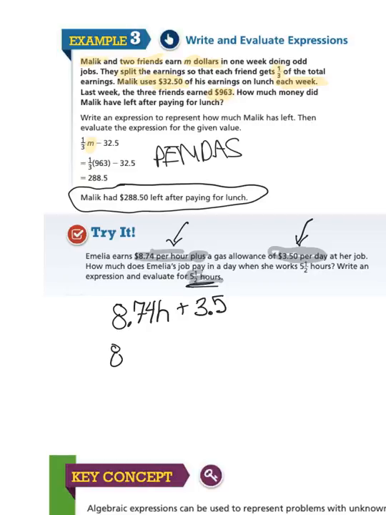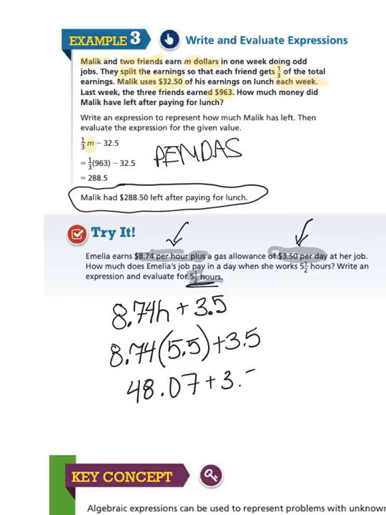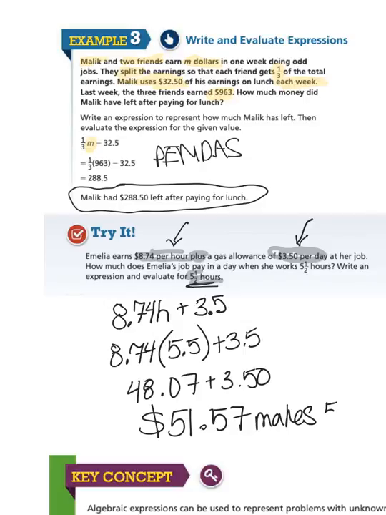So I'm going to take 8.74 times 5.5 plus 3.5. So when you multiply that, you get 48.07 plus 3.50. And when you add that together, you should come up with $51.57 is what she makes after 5.5 hours.